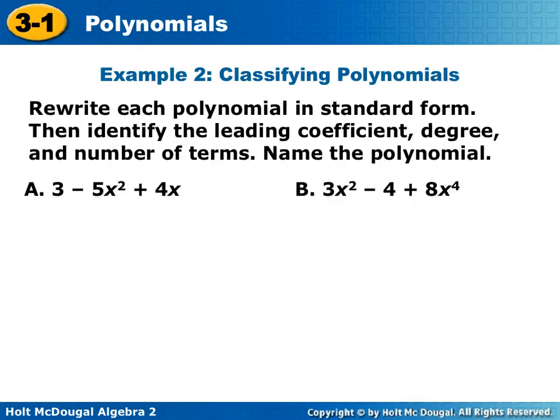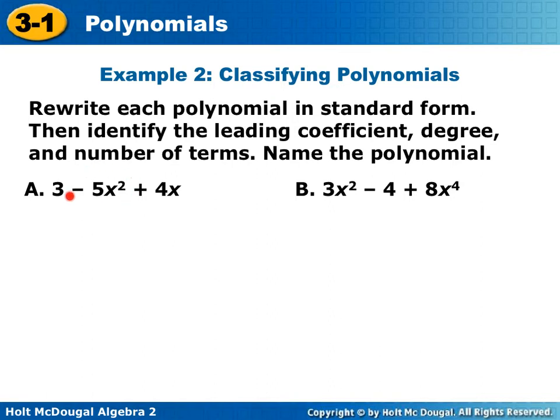So in this example, you got to do a few things. You got to identify the leading coefficient, the degree, and the number of terms, and you're also going to name the polynomial. So part A, the first thing is what degree is it? That's the highest power. So if you look here, it's not written in standard form. Standard form goes highest power all the way down to the constant, but my highest degree is here. This is 2nd degree, or what we'd call a quadratic.